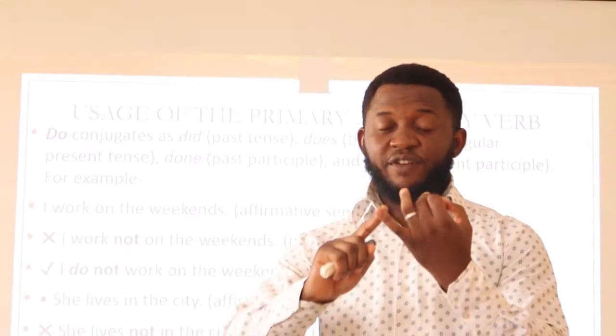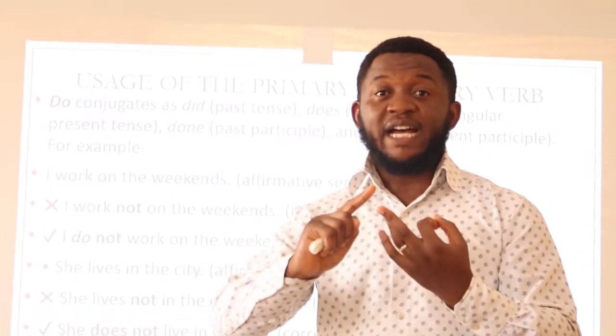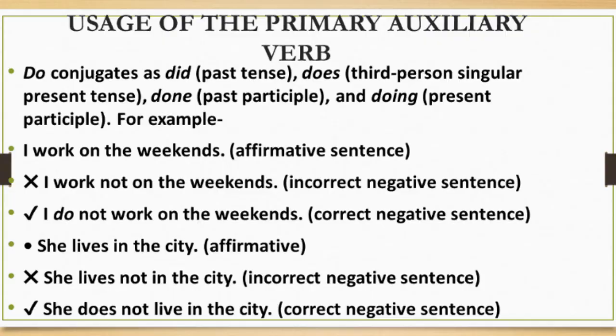Furthermore, we have different ways we conjugate the primary auxiliary verbs. There are three of them: the verb do, the verb be, and the verb have. To conjugate the verb do, we use did for the past tense, does for the third person singular present tense, done for the past participle, and doing for the present participle.